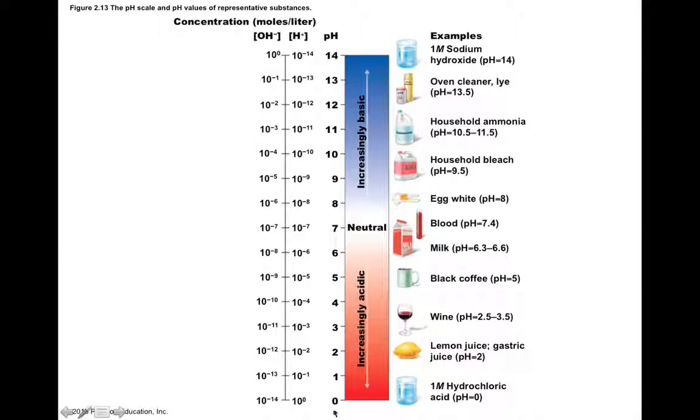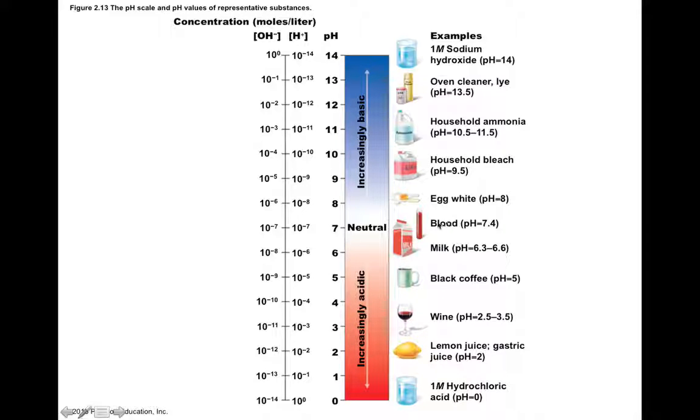Remember, we go from 0 to 14. Those solutions between 0 and 6.99 we call acidic. So some examples of this could be things like milk, coffee, wine, lemon juice, and hydrochloric acid. Remember, a pH of 7 is neutral, and this is actually pure water. And then those things that are above 7, so 7.01 and above up to 14, we call alkaline or basic.